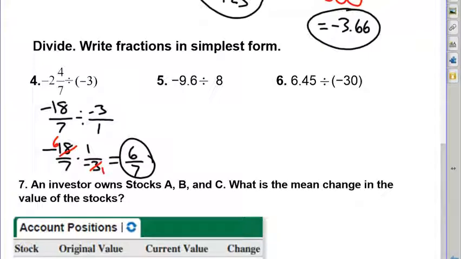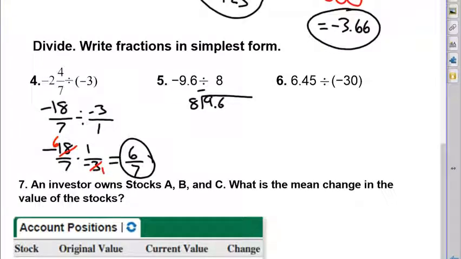Number 5, we have negative 9.6 divided by 8. I'm going to set this up in division form, 9.6 divided by 8. Notice I didn't write down the negative in my division. I'm just going to keep that negative straight in my head, and I know a negative divided by a positive is going to be negative. So I'm going to write that negative result right in front of my answer from the beginning. And now I can treat these just like positive numbers.